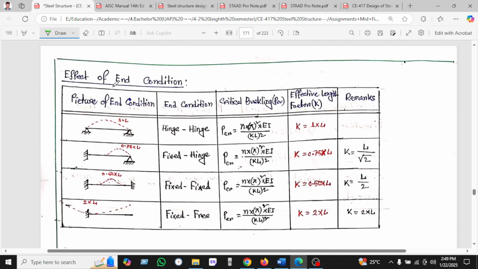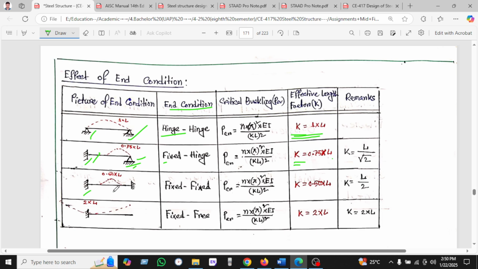So here is some effect of the end conditions. We know the picture of the end condition, which is a hinge at both ends. You can see the two hinges. The critical buckling load will be n squared pi squared EI by L squared. So what is the value of K? K is 1. Here is another one, where one end is fixed and the other end is hinged. The critical buckling formula remains the same, n squared pi squared EI by L squared, but the change will be K. K will be 0.75 L, or we can say K equals L by root 2 for our assumption purposes.